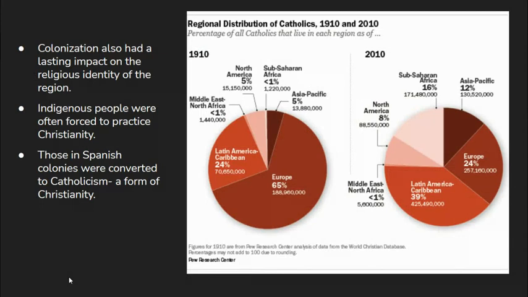Alrighty, so the colonization also had a lasting impact on the religious identity of the region. If you look over here at these pie charts, indigenous people were often forced to practice Christianity. Those in Spanish colonies were forced to practice Catholicism, a form of Christianity. And you can see these numbers comparing 1910 to 2010, how the change is significant.